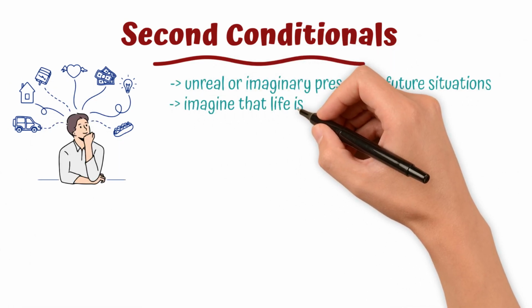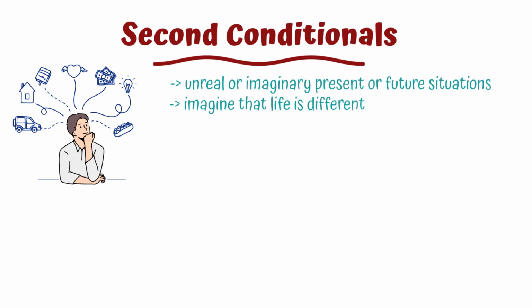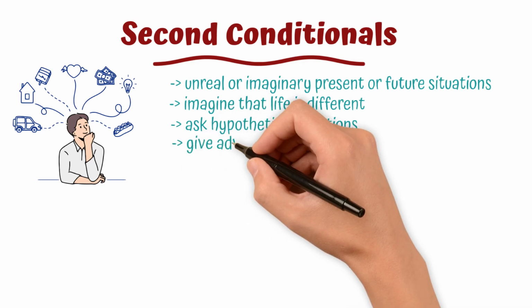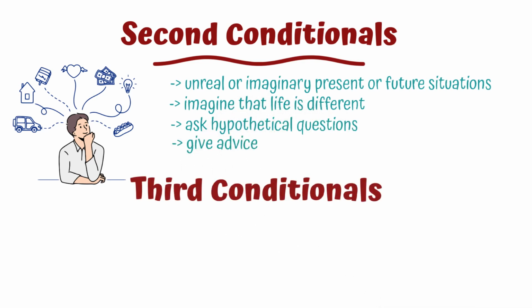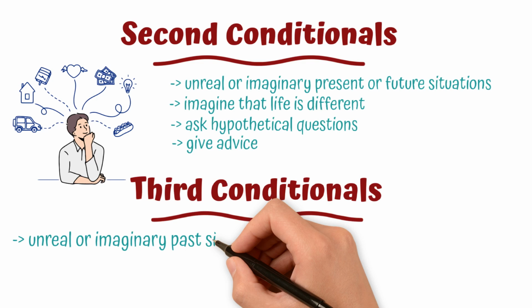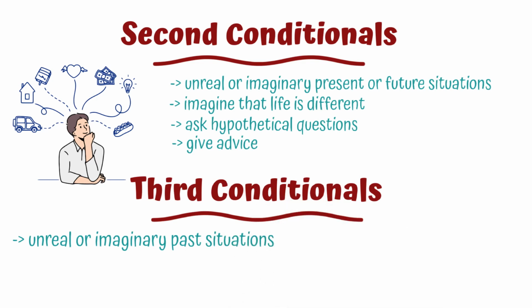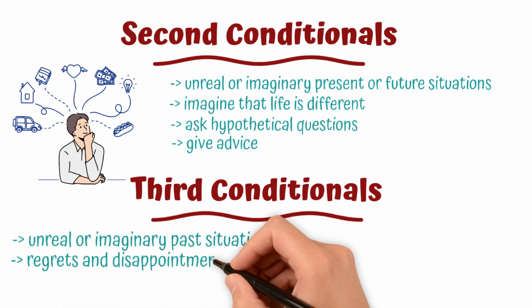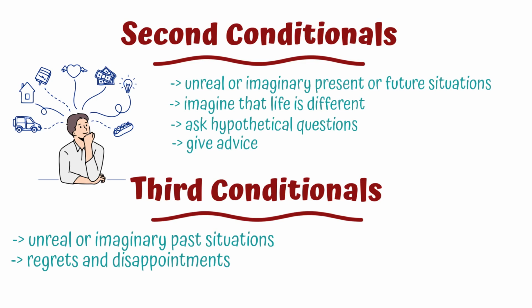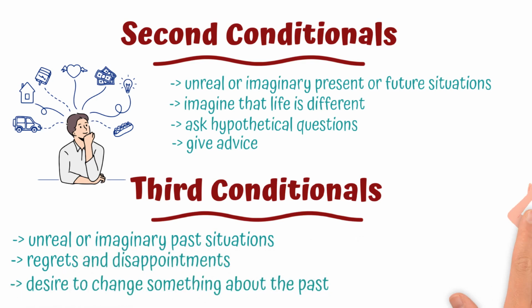It's used to imagine life is different, things that are impossible in the present or unlikely to happen in the future. Ask hypothetical questions and give advice. Third conditional describes unreal or imaginary past situations. We use it to talk about regrets and disappointments, or express a desire to change something about the past.